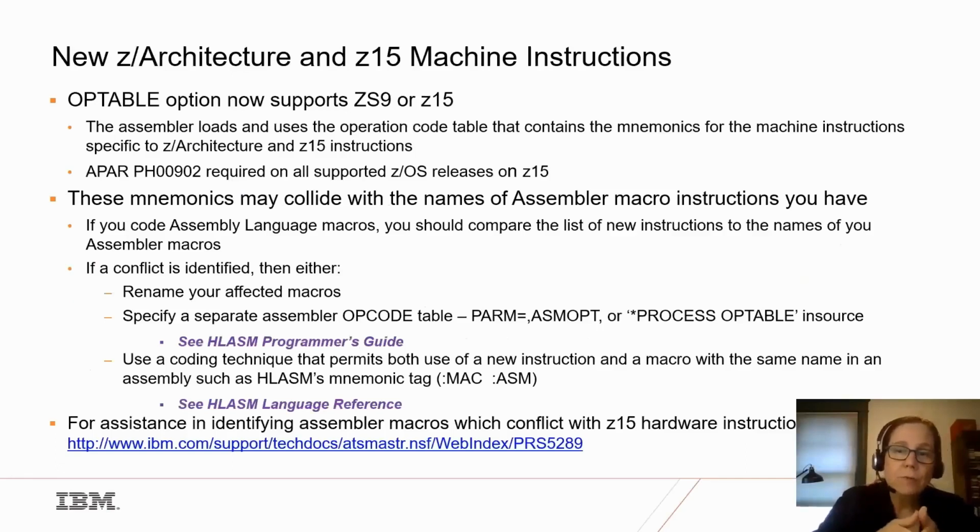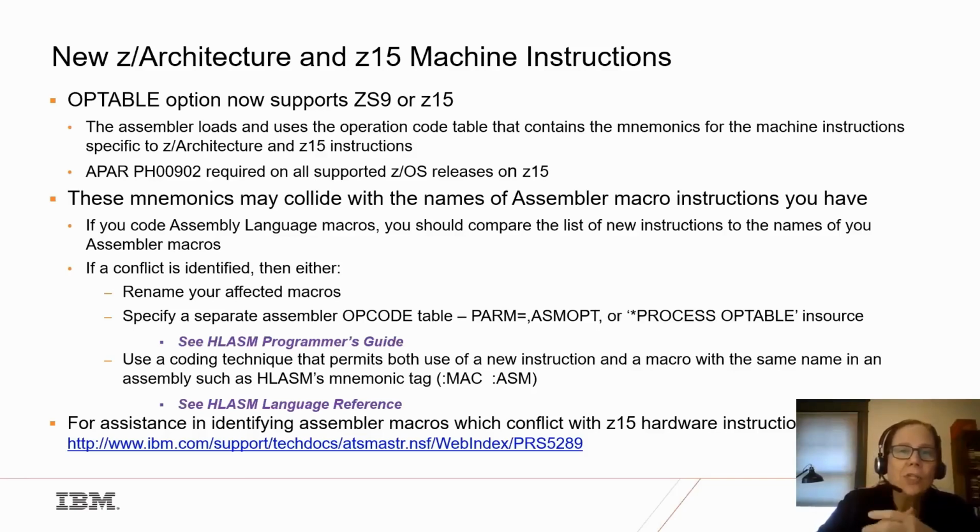As you know, with every new hardware generation, we have new machine instructions, and so we have to support them with the high-level assembler. So the op table now supports the ZS9 level, and that's for the Z15, and we have an APAR on the high-level assembler that we have provided and marked as required so that you can identify it with the fix category in order to put it on.